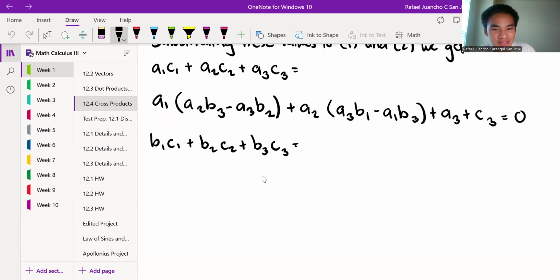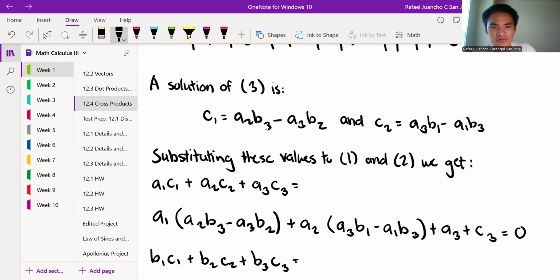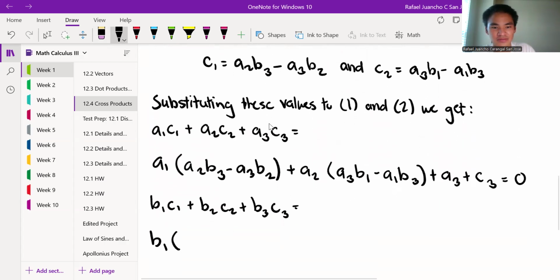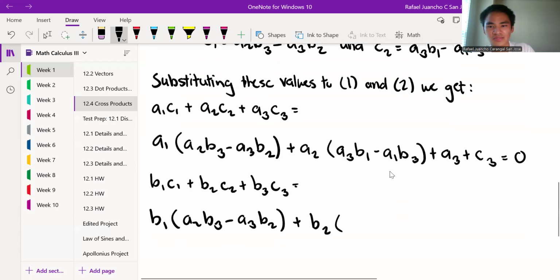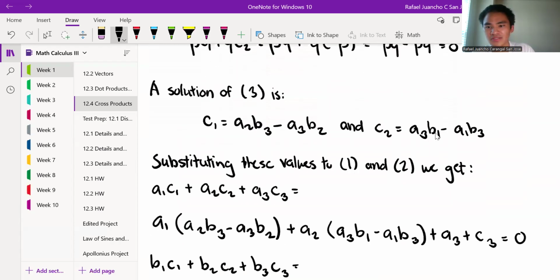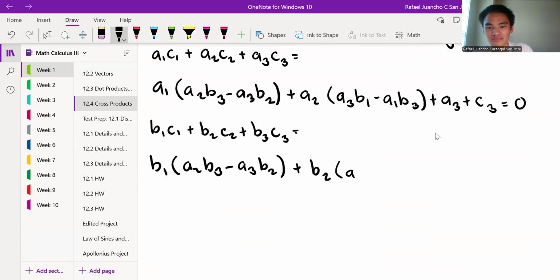But anyways, we're going to substitute C1 and C2. So we have B1, and my C1 is A2B3 minus A3B2, plus B2, and we have my C2. My C2 is A3B1 minus A1B3.